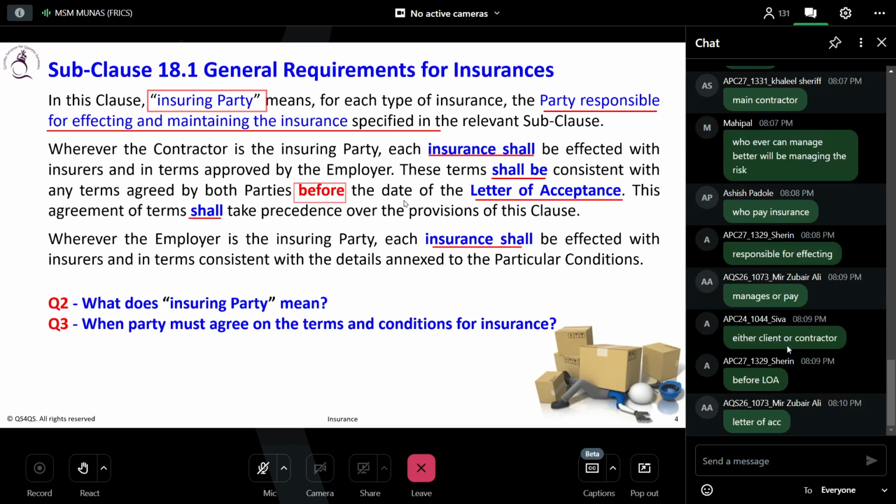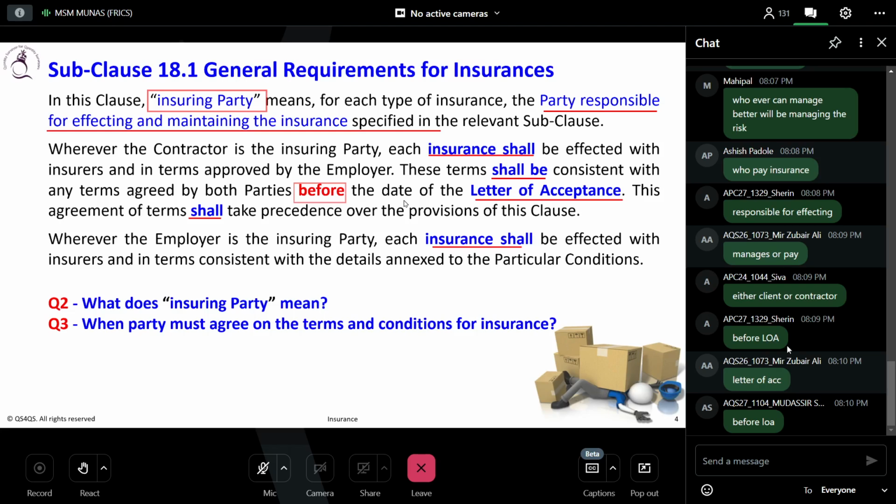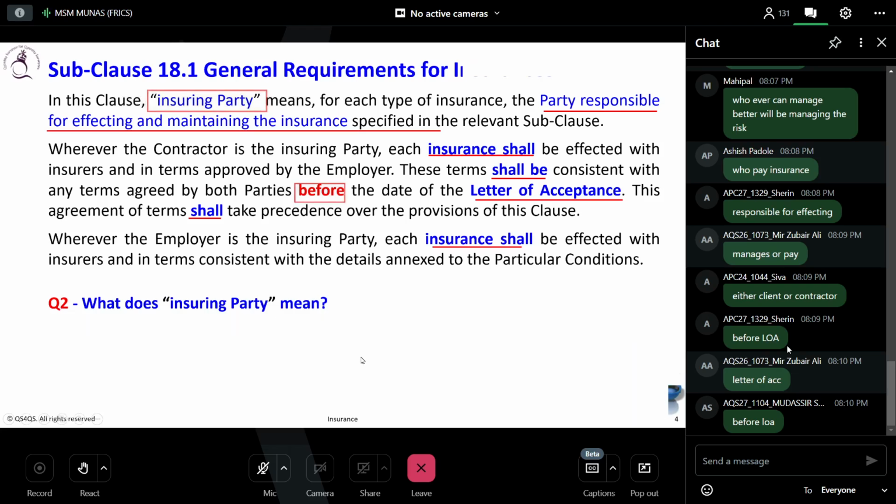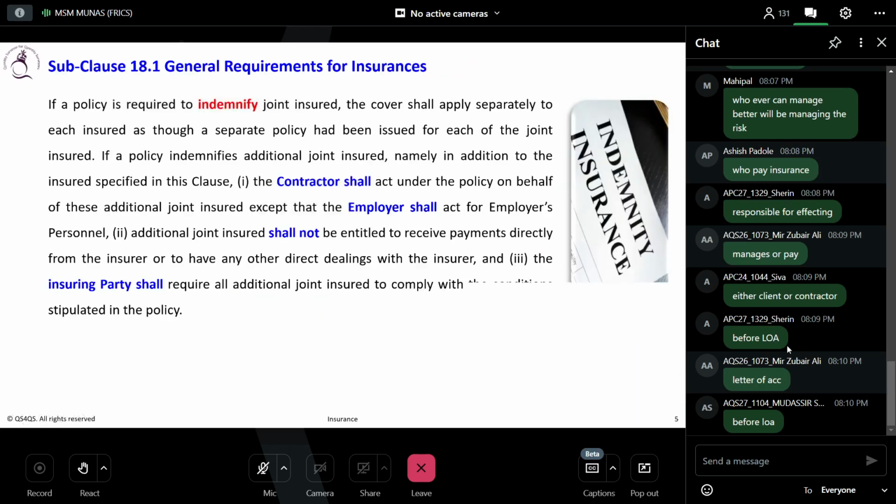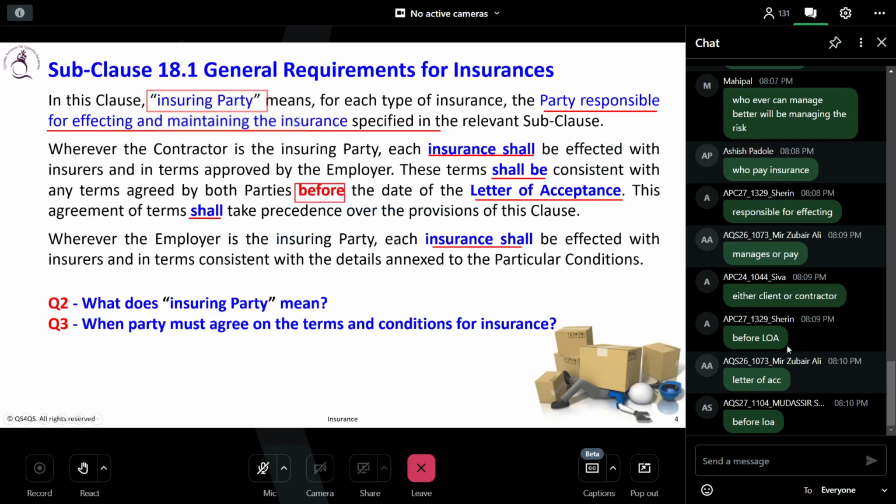After signing the contract, you don't do it that way, because then you have to reprice it again. That is not an easy way. We have the answer for this, isn't it? Before the date of the letter of acceptance, both parties must agree. So 18.1. Have you all marked this whole point which I highlighted here in your video? Yes.